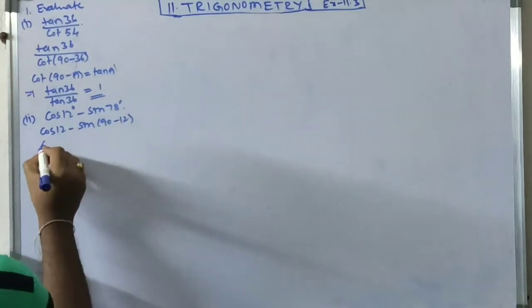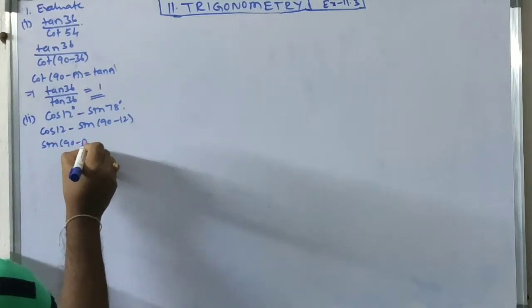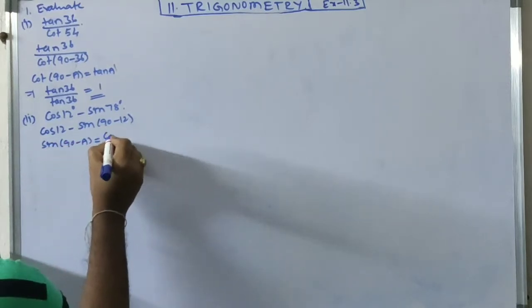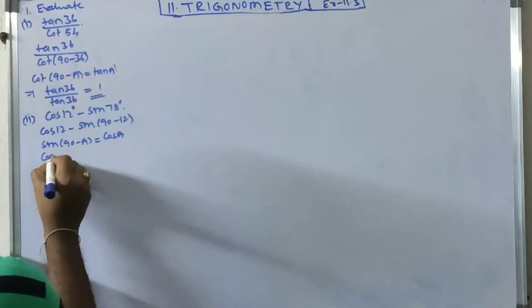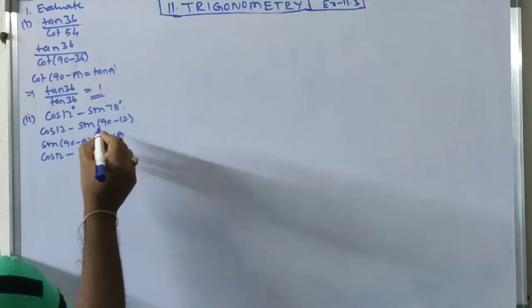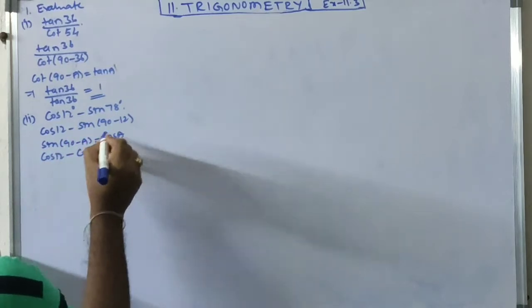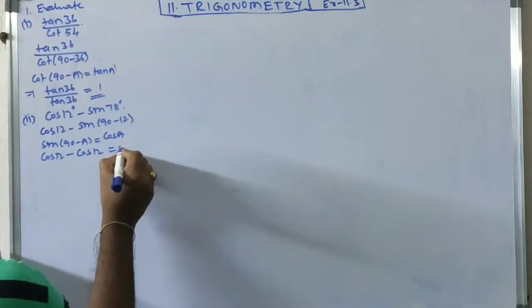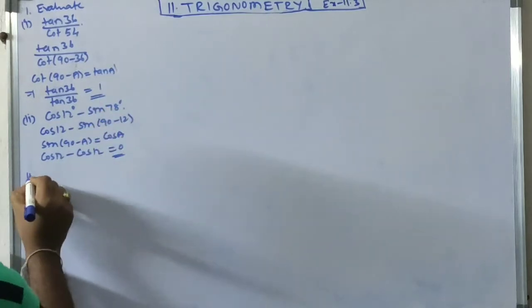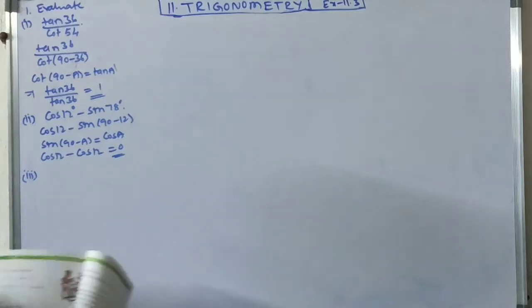Sin of 90 minus A equals cos A. So cos 12 minus sin of 90 minus 12 will become cos 12 minus cos 12. Cos 12 cancels, we will get 0. So next question, third one.